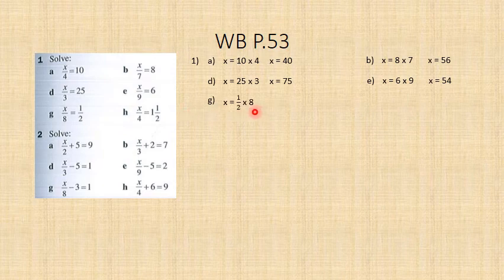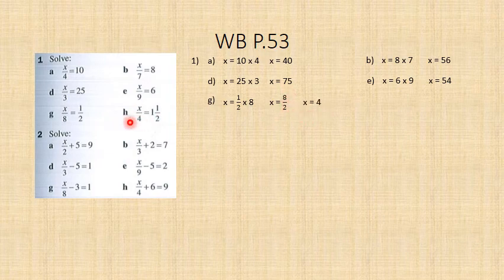And then this is multiplying fractions. I know that I will multiply numerator times numerator and denominator times denominator. So 1 times 8 equals 8, and 2 times 1, because this is going to be 8 over 1, so 2 times 1 is going to equal 2. So I have x equals 8 over 2, which equals 4.